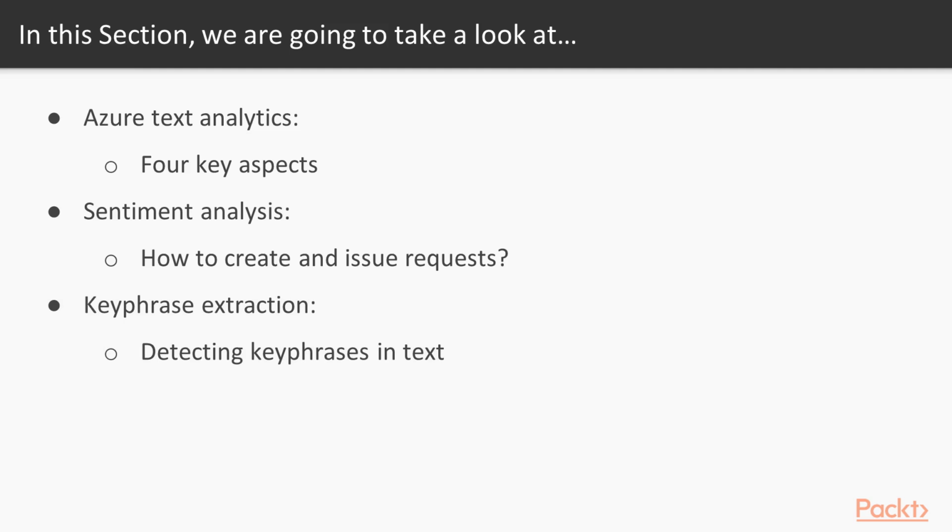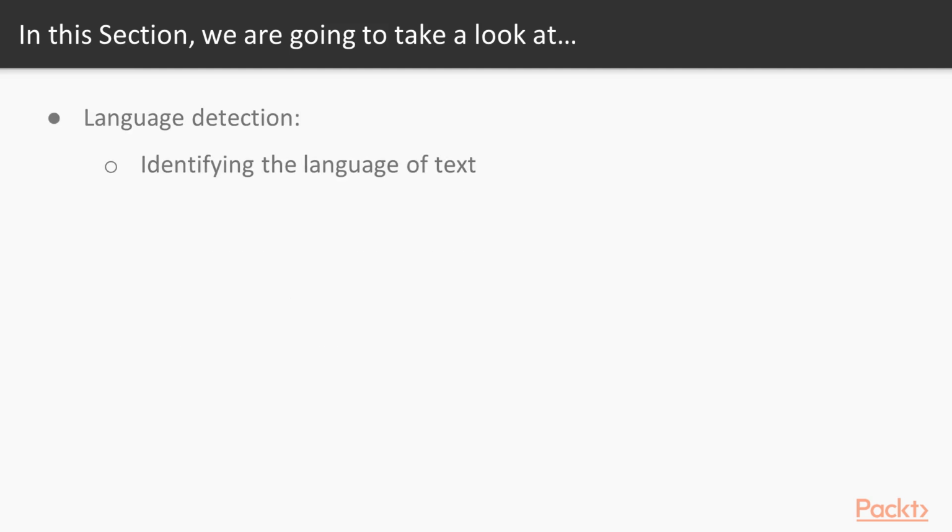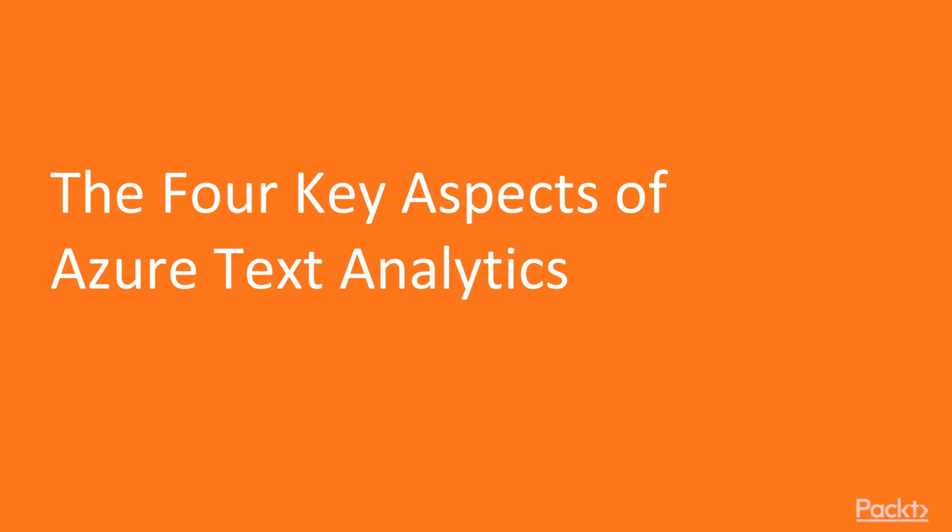Next, we look at Keyphrase Extraction and how we can detect language with the Language Detection API, as we add more code to our application. Finally, we look at linked entities and named entity recognition, and how we create and issue requests to the Entity Identification API. The 4 key aspects of Azure Text Analytics.